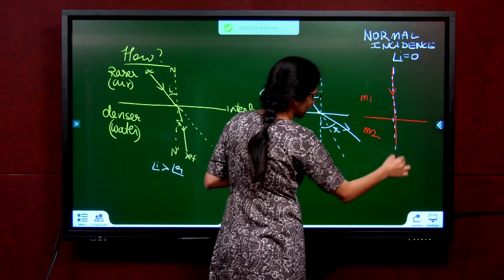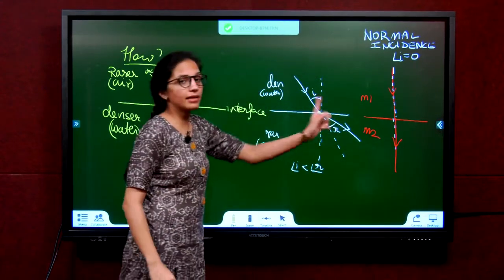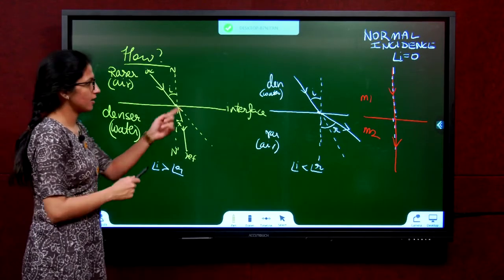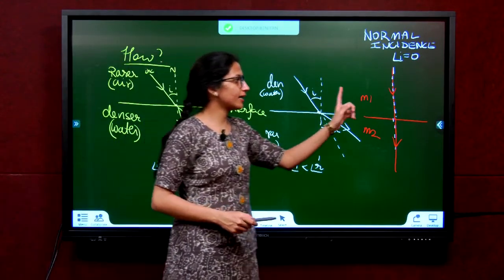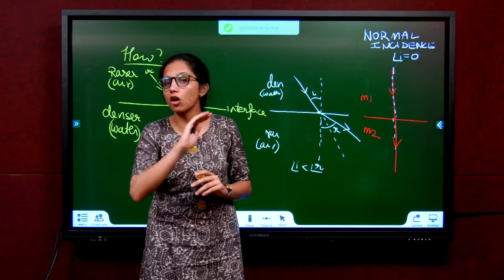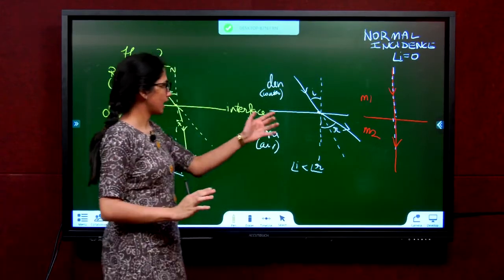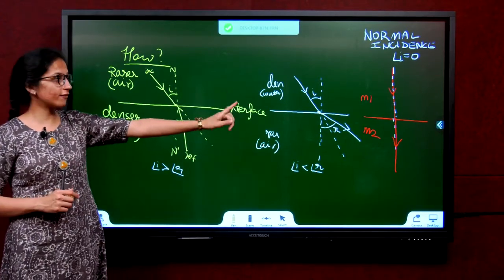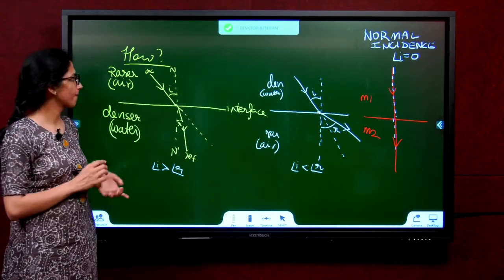Then the ray goes undeviated. It goes straight down, even though the mediums are rarer to denser, denser to rarer. So the ray bends here. The ray does not bend here if it is for normal incidence. For normal incidence, the ray does not bend. I hope this much is clear. No bending for the last case, even though one is rarer, one is denser.